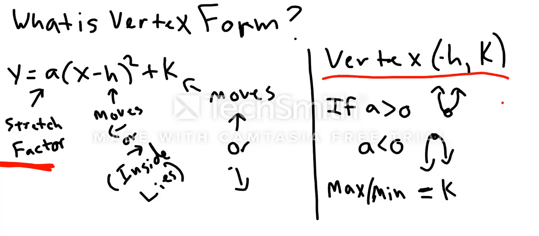So if A is greater than 0, that means we go up with our points. That means it opens up. And if A is less than 0, that means it opens down. So that's a good way to check our work. And that means if it opens up, we would have a minimum value. And if it opens down, we would have a maximum value. And it would be at that K value, the Y value of the vertex. So we are also going to be talking about domain and range, but we'll just jump into that when we actually get into the example.